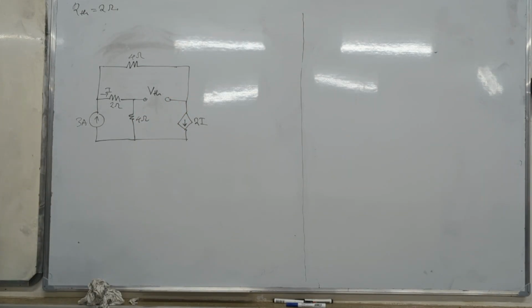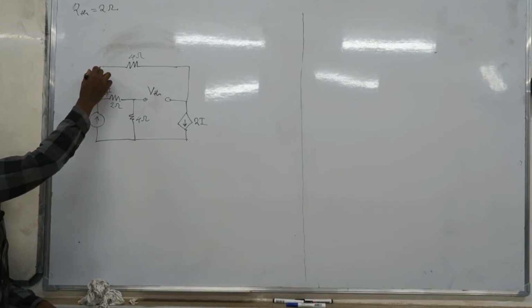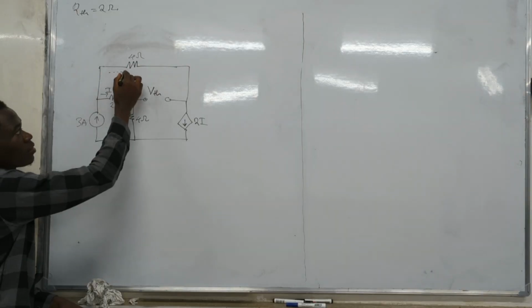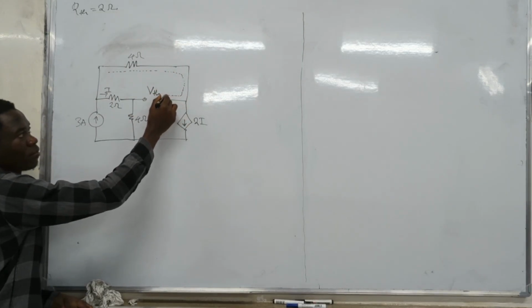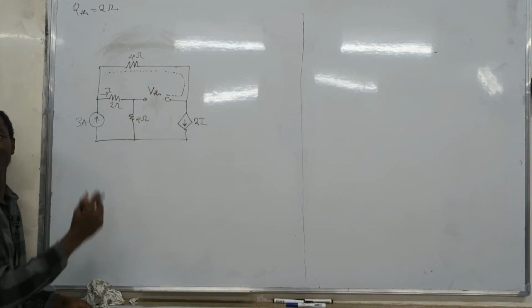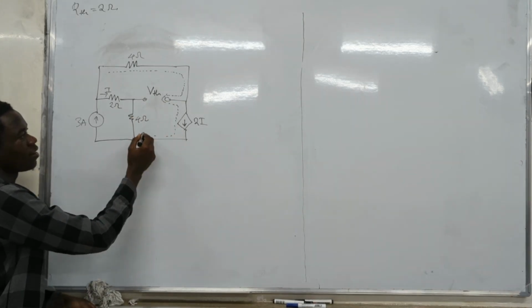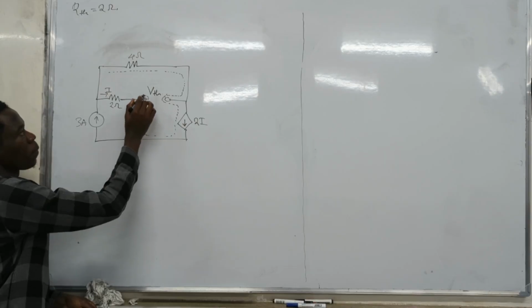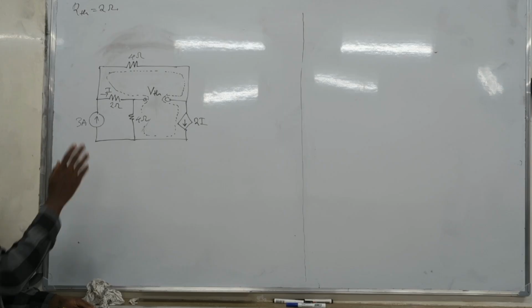KVL. Where do we start from? This point. Then we go like this. Then yes, it's open here. There's nothing. Yeah, you can do this. It's okay.